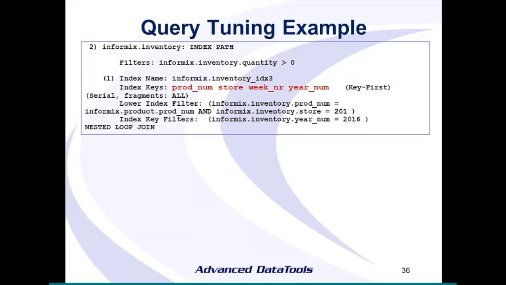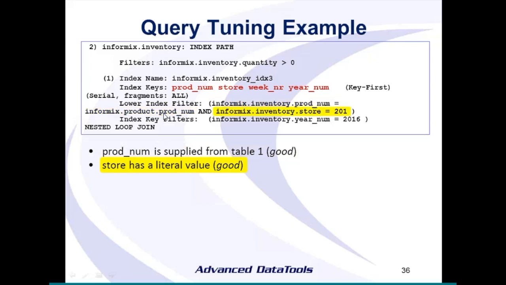All right, so let's step through each of the columns in that index, beginning with prodnum, the first column in the index. When we're retrieving the records from the second table, it's getting the value of prodnum from the first table. We see that from where the join prodnum in the inventory table comes from the product table. That was the first table we hit, so that's good. Let's look at the second value. Okay, we're looking at the store. This is the second column in the index, so that's good.